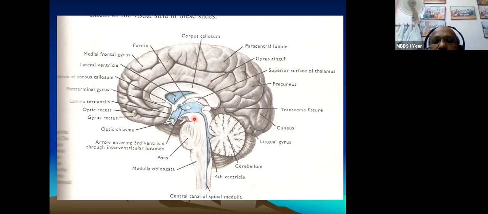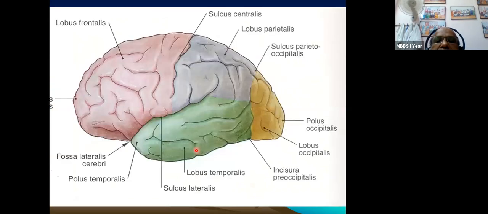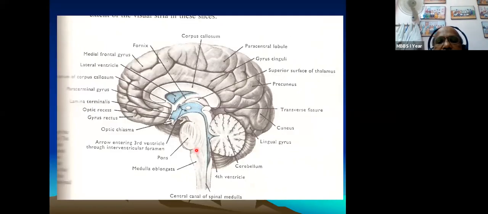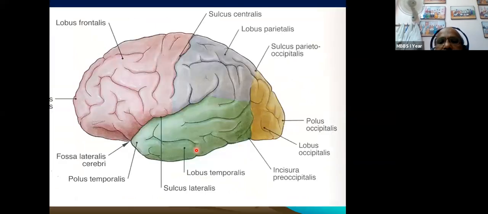Okay, are you clear? What you have seen here is the lateral surface of the cerebral hemisphere. What you are seeing here is the medial surface of the cerebral hemisphere, not only of the cerebral hemisphere but of the entire brain. So this is the sagittal section. These two are important for your spotters. We used to keep your lateral surface.